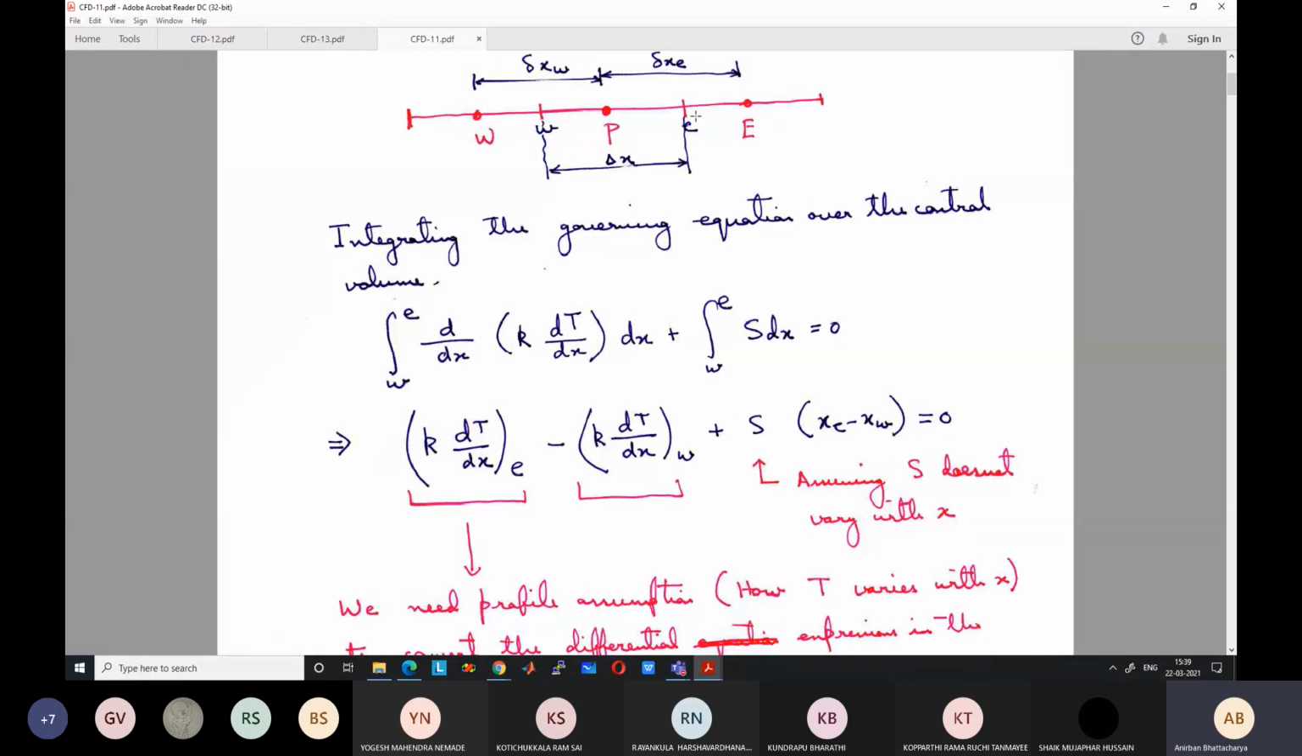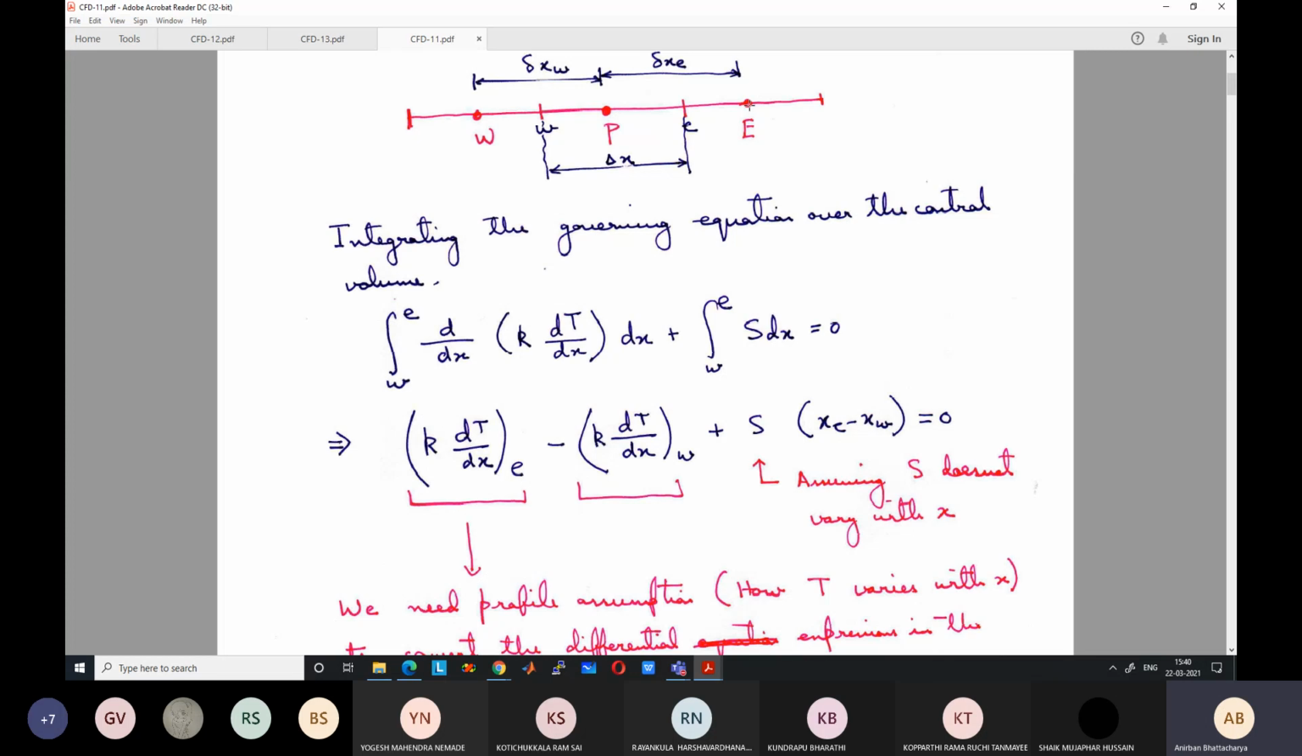Okay, so S into delta x. So this part is fixed, S into delta X. The main issue was: what is the value of k dT/dx at the east interface and k dT/dx at the west interface? Why was there an issue with this? Because we don't save the temperature values at the interfaces. We only have temperature values at the grid points or nodes.